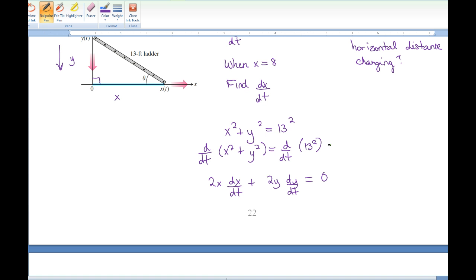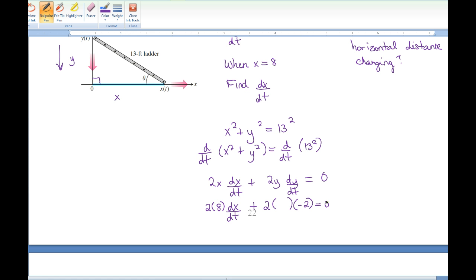Okay, so I have to now plug in all the missing pieces. I already told you I should have given you information about what x was. So I told you we're going to say x is 8 feet. So we're going to say this is when x is 8 feet. So 2 times 8, dx/dt is what we're solving for. Now, y. I didn't give you a value for y. I only gave you a value for x.